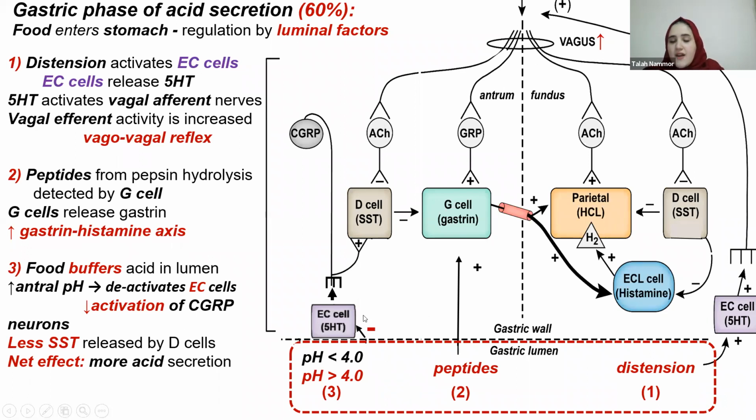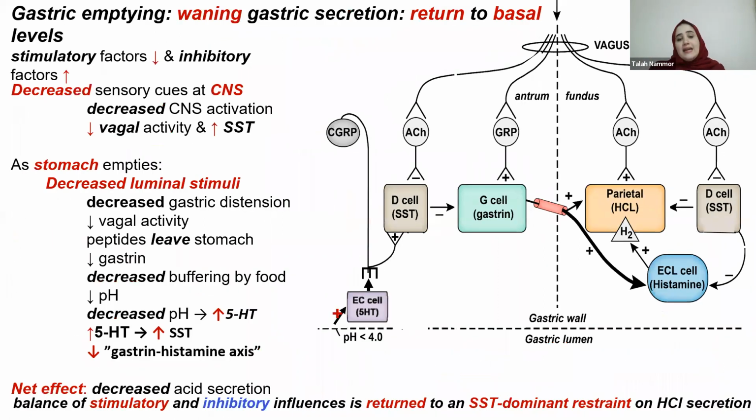So when the pH rises, meaning the pH is greater than 4, they get inhibited. Because they're inhibited, SST is inhibited. So we're going to favor the release of gastrin. Okay? So we have more acid secretion. Perfect.